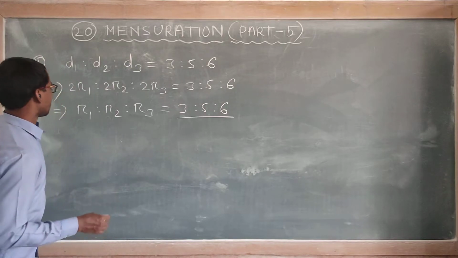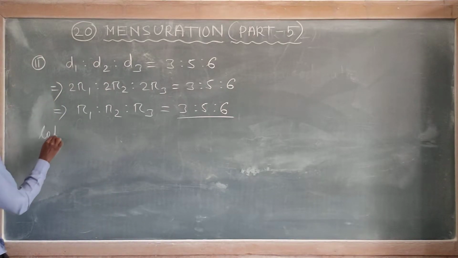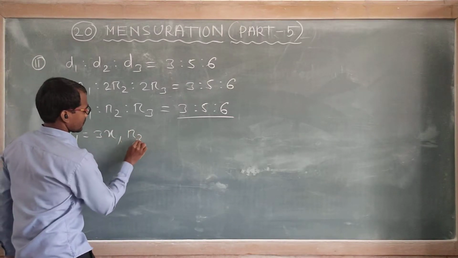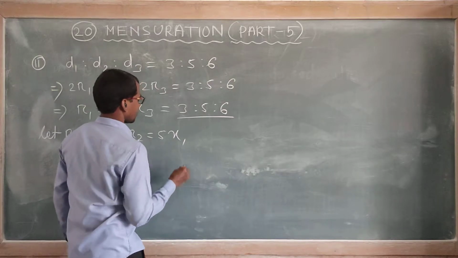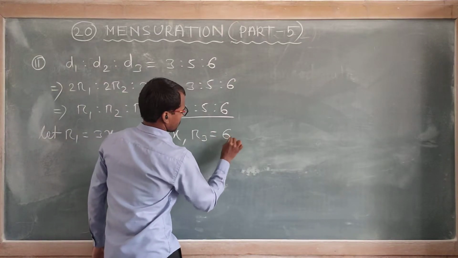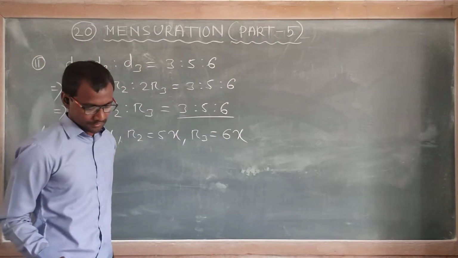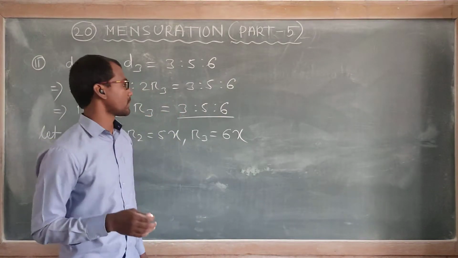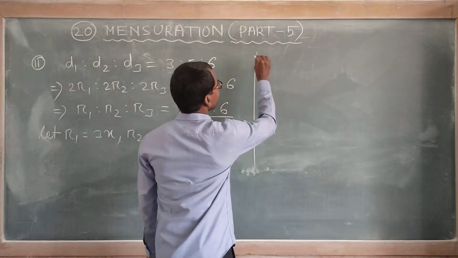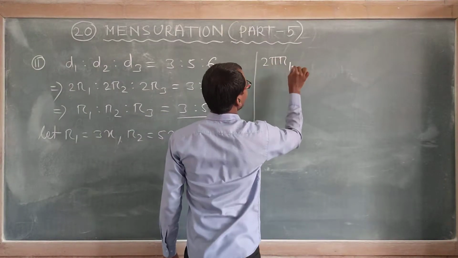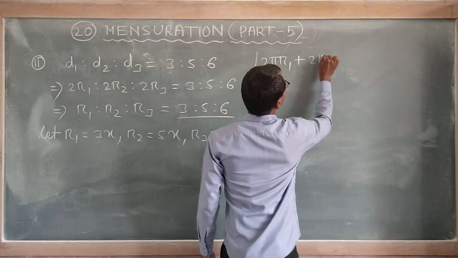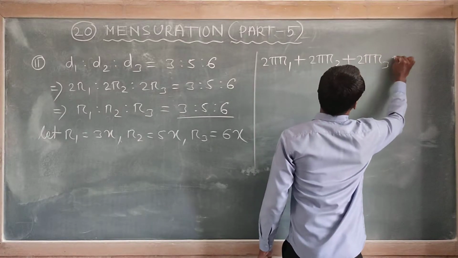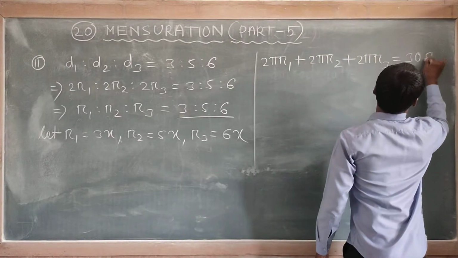So let r1 is equal to 3x, r2 is equal to 5x, r3 is equal to 6x. Okay. Now the sum of the circumferences is 308. That means 2 pi r1, 2 pi r2, 2 pi r3 is 308, given.